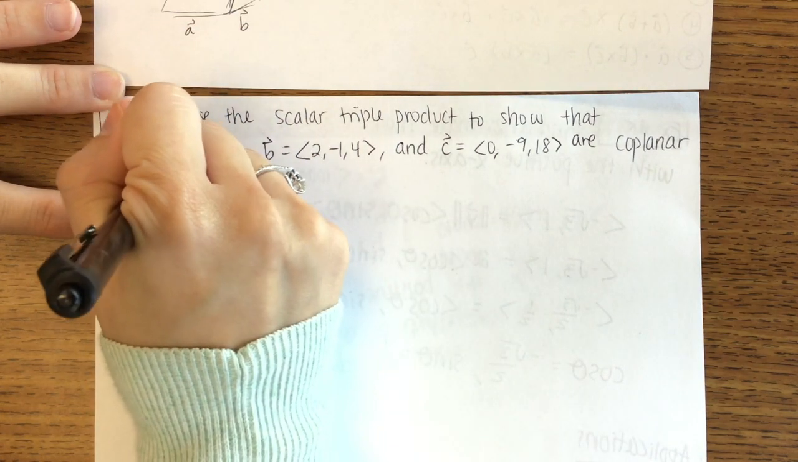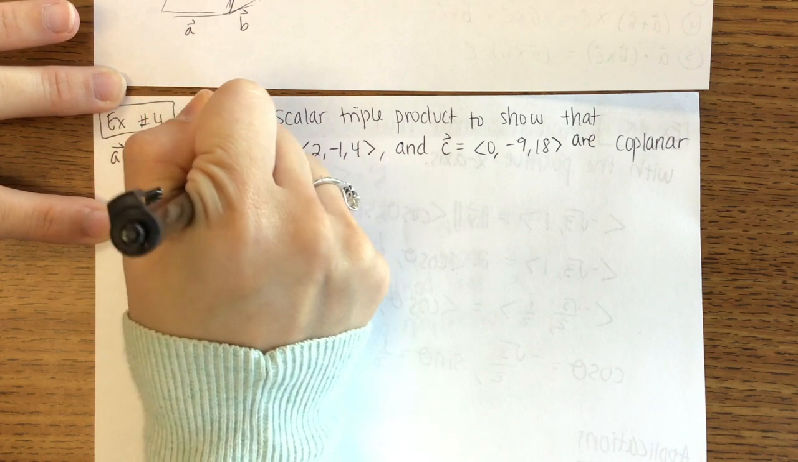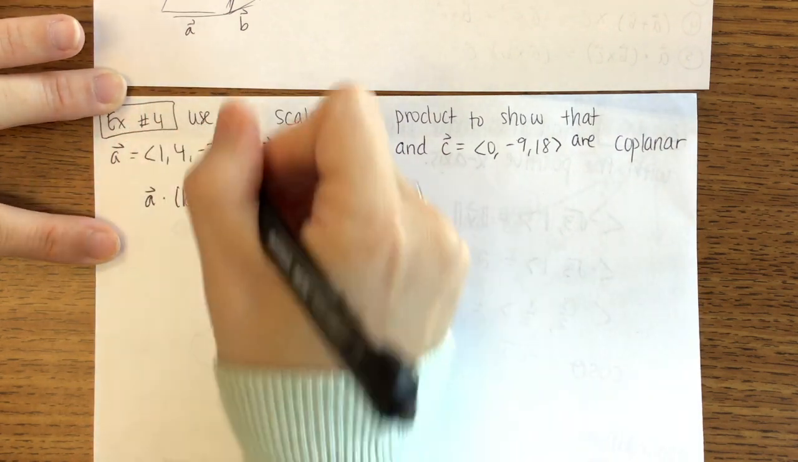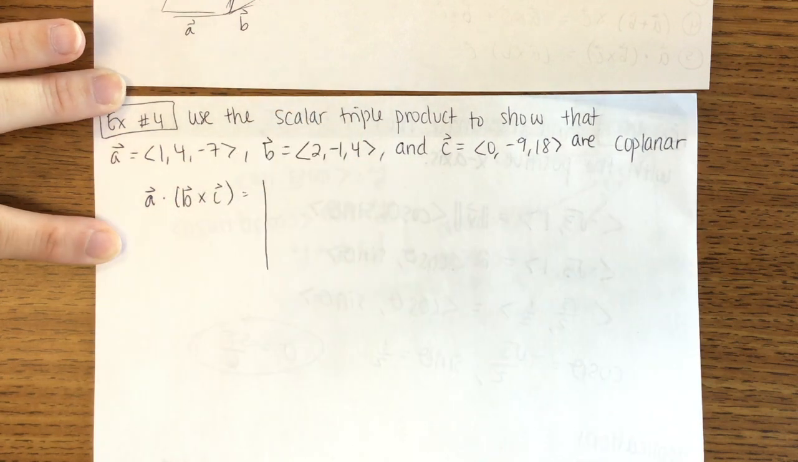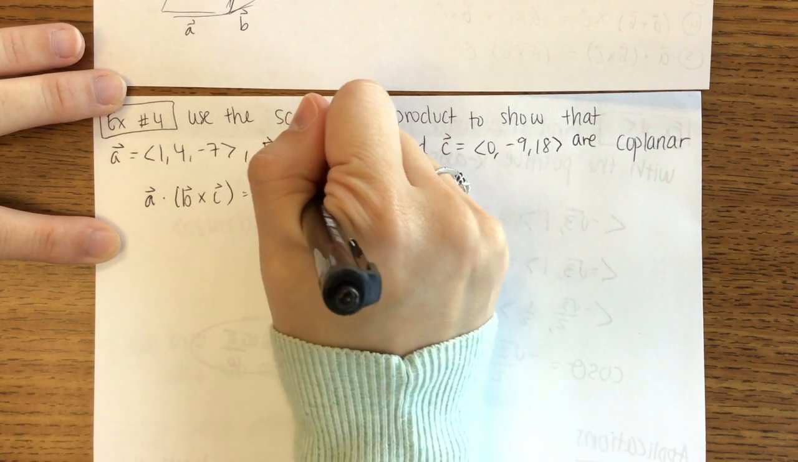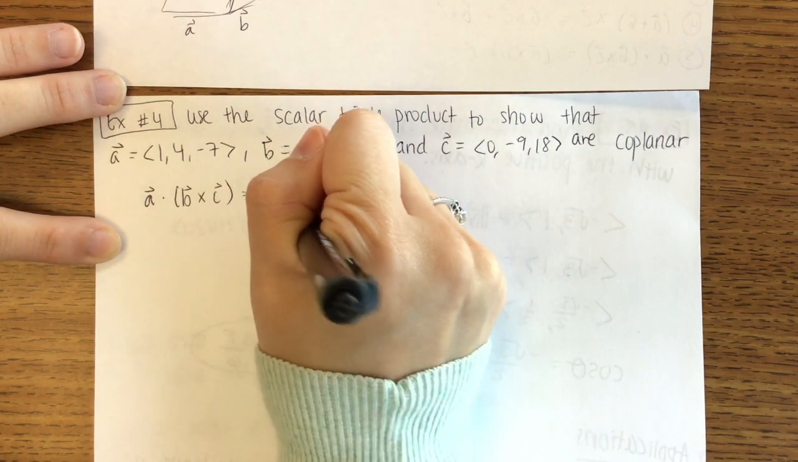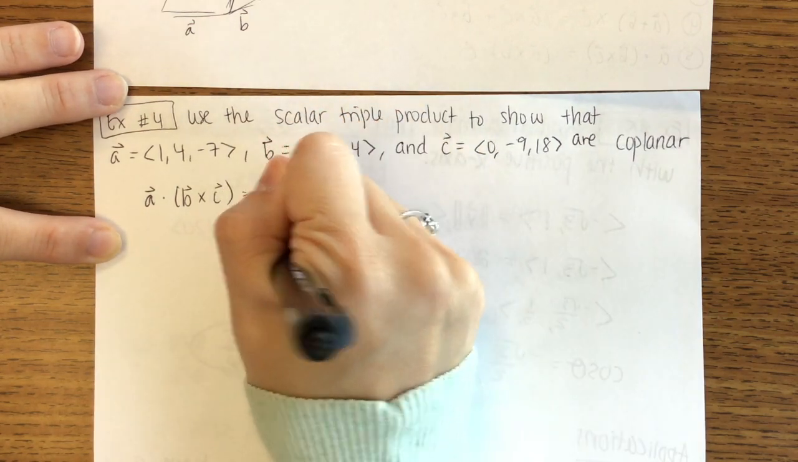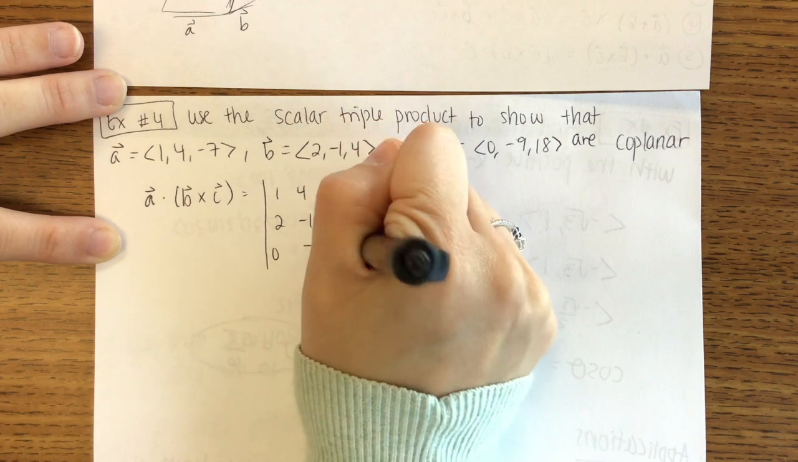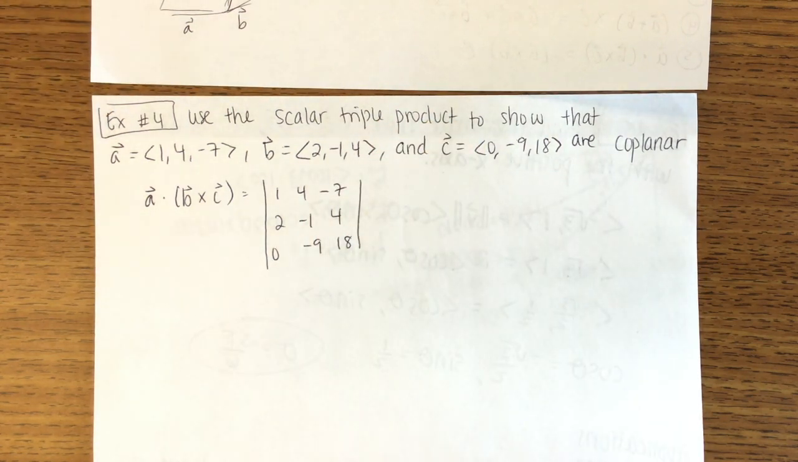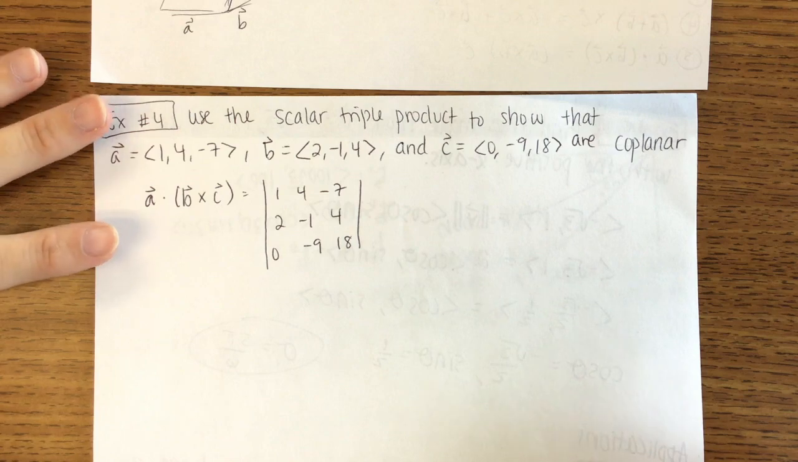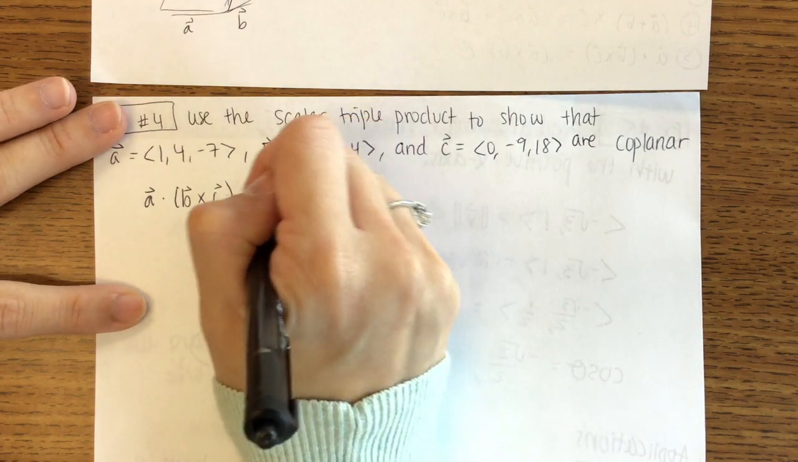So we are going to do A dotted with B cross C. As I showed you above, that's going to be the determinant of the 3 by 3 matrix that has all three vectors. So we have 1, 4, negative 7, 2, negative 1, 4, and 0, negative 9, 18. Now, of course, you can plug this in your calculator and get the determinant on your calculator. I don't want you to do that. On a test, I'm not going to permit you a calculator, so you should know how to do this by hand. So what you're going to do, as always, you choose your row.